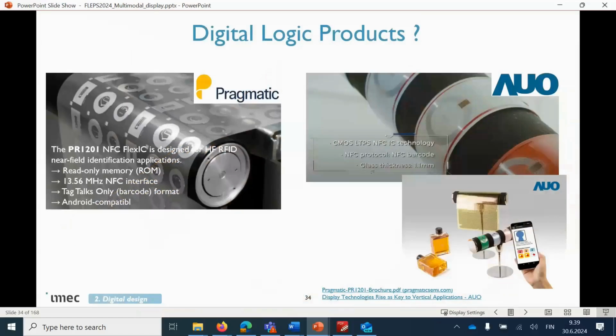And here, the main driver from the industry side was the NFC tags. Since a couple of years ago, they actually have products out there, both Programmatic and AUO. They have NFC tags out there, which they are promoting for customers, that are working and ready to be used.